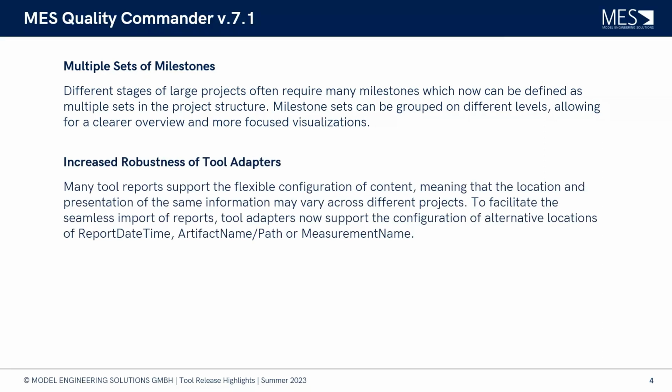Mm-hmm. So it's a nice way to make sure that the correct data is found in any kind of configuration of your tool output, so that, of course, the quality assessment always is done on the right set of data, right? Exactly, yeah. Okay, well, Björn, thanks very much for introducing these nice new features for MQC 7.1.